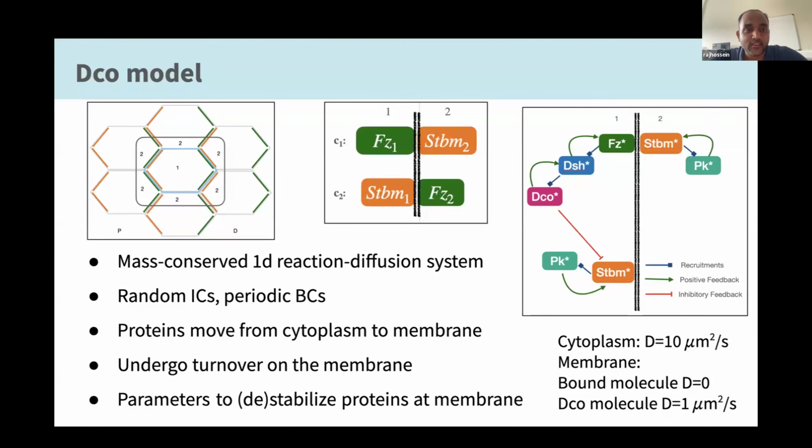So here I talk about the DCO model we have developed. In this model, we have realized from the experiments that, in addition to the earlier molecules like Frizzled, Strabismus, Prickle, and Dishevelled, we need some other molecule, and experimentally we have found that the DCO molecule is very crucial to this polarization at the cell scale.